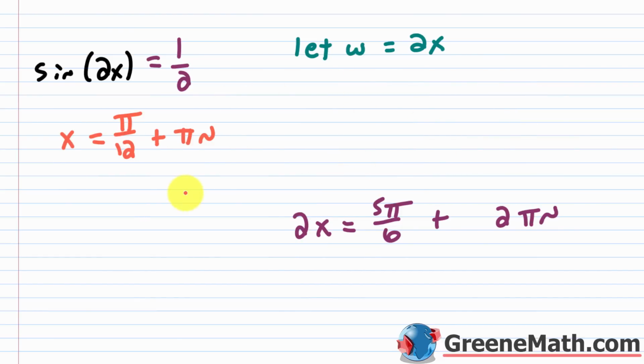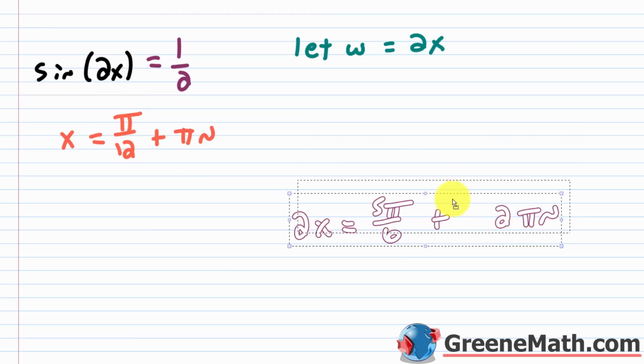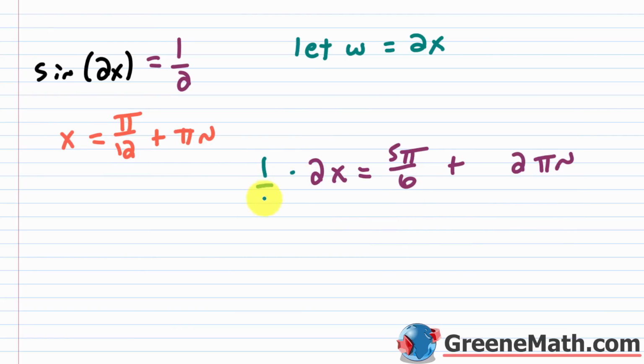Let me move this over. And then this guy, I'm going to do the same thing. So let me move this up. I'm going to multiply this by 1/2, multiply this by 1/2, and multiply this by 1/2. So we're going to see that the 2's are going to cancel. You're going to have x is equal to, if you have 5 pi over 6 times a half, well, we would have 5 pi over 12.